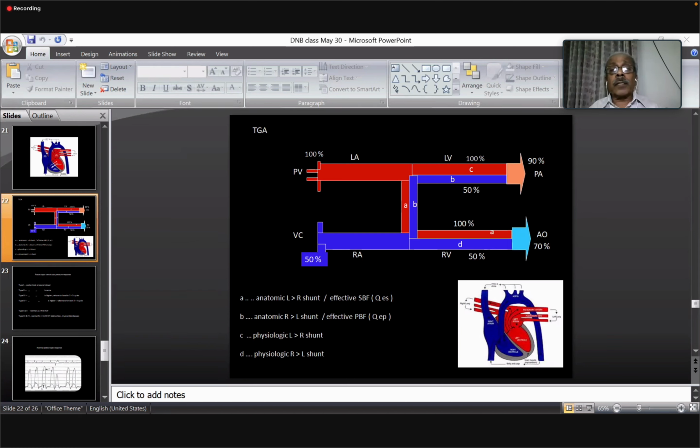And the venous blood coming to the right heart goes to the left heart. So, anatomical right to left shunt, and that will go to the pulmonary artery for oxygenation. So, the effective pulmonary blood flow. This blood, which is going straight without any shunting anatomically going to the aorta, there is a venous blood going to the aorta, is the physiological right to left shunt.